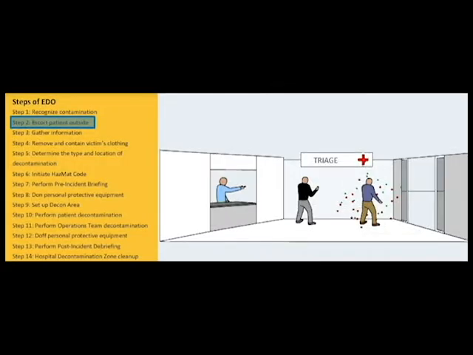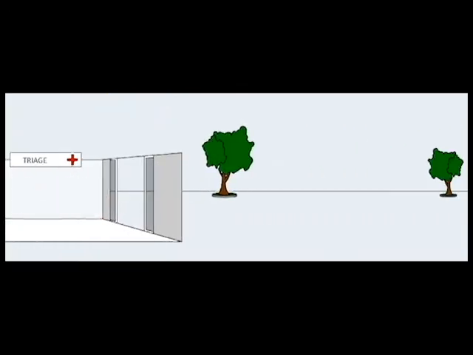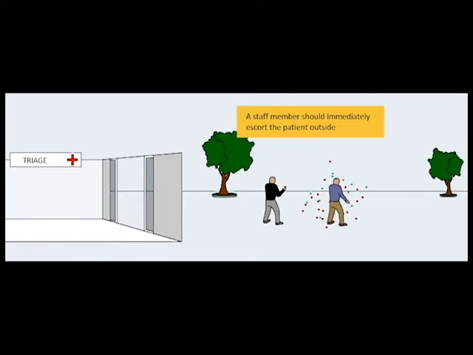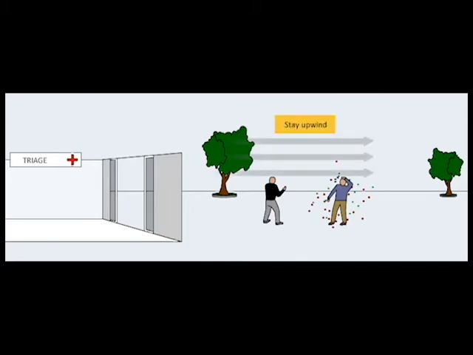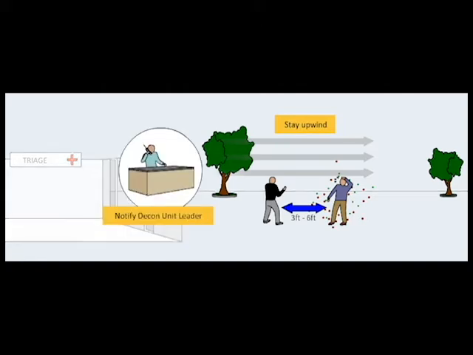Upon recognizing a potentially contaminated person, the staff member should immediately escort the patient outside to help mitigate cross-contamination of people or products. This must be done without increasing the risk of secondary contamination to the staff person or others. To do this, the staffer should try to stay upwind and at least 3 to 6 feet away from the patient while escorting them to the designated isolation area. The hospital's procedure for notifying the Decon unit leader should be followed.